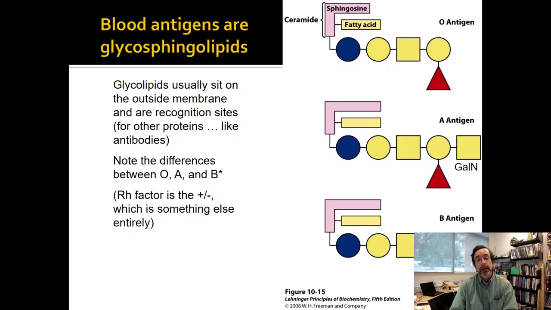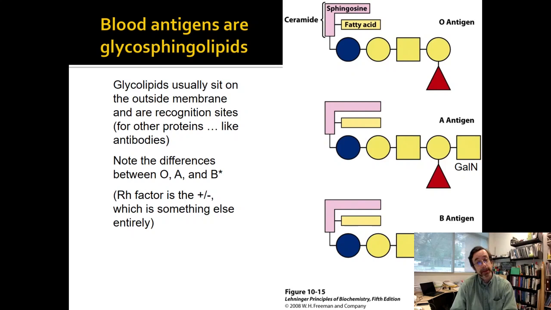The O antigen is a universal donor because it doesn't have the sugar at all. Apparently, that's the way the immune system works. So notice the differences. By the way, the positive/minus has to do with a protein factor called RH factor, which is something else entirely. This has to do with the letters of blood type.